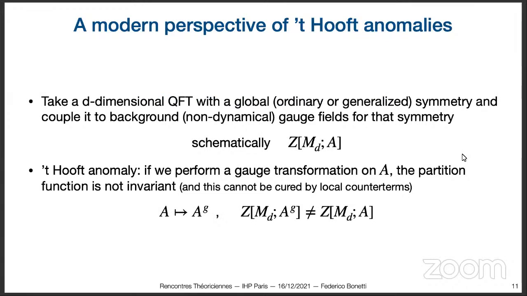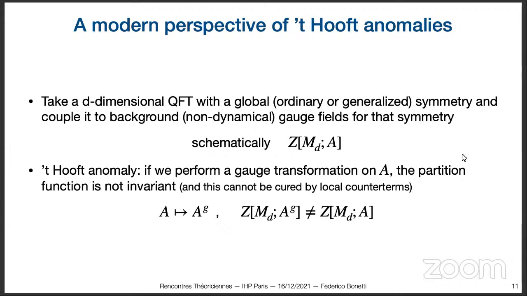I think, at least for me, the way in which I understand better why it's a useful idea to go to one dimension higher is to think about the way we usually think of 't Hooft anomalies. As you probably are all familiar with, the idea is to take a theory that has a global symmetry, couple it to a non-dynamical background, here, quite schematically, I'm calling it A. It could be a principal G-bundle with connection, or it could be something a little more exotic.